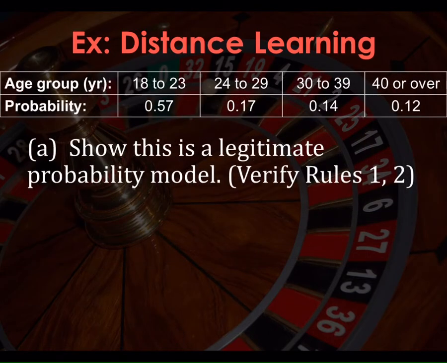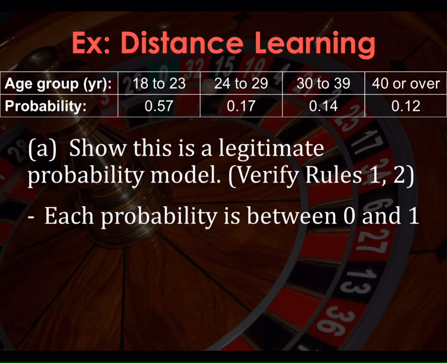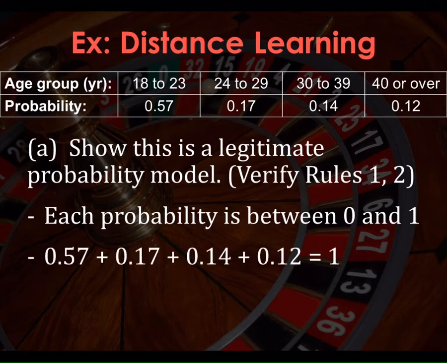So the first question is, show that this is a legitimate probability model. When the question asks this, it is asking you to verify that rules 1 and 2 are satisfied. So rule 1 is that every individual probability has to be between 0 and 1. And this is true. 0.12, 0.14, 0.17, 0.57 are all between 0 and 1. Then all the probabilities together in the sample space have to equal 1. So if you add 0.57 plus 0.17 plus 0.14 plus 0.12, they necessarily equal 1. So this is indeed a legitimate probability model. All the probabilities are between 0 and 1, and the sum of the probabilities in the sample space equals 1.